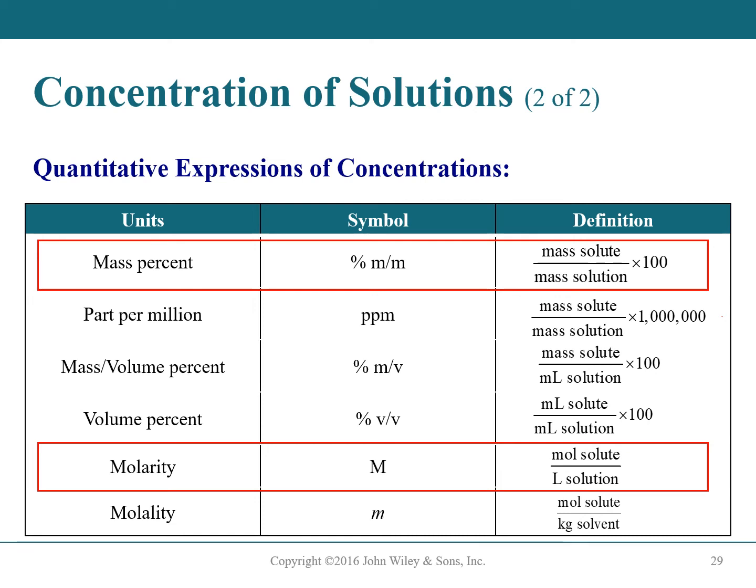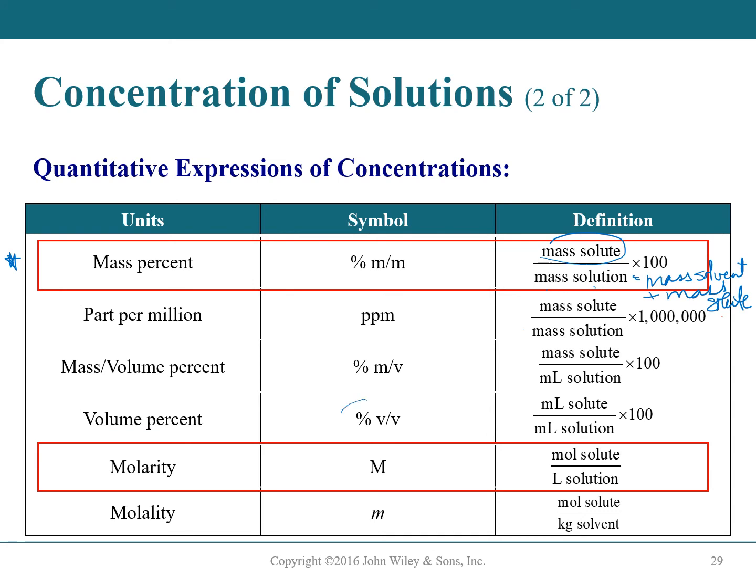So the one we're going to focus on first is mass percent: the mass of the solute divided by the mass of solution times 100%. And the mass of solution, when we only have one solute, is going to be equal to the mass of solvent plus the mass of the solute. Okay? Parts per million is basically that same expression, but times a million. Mass per volume you'll sometimes see, and volume per volume.